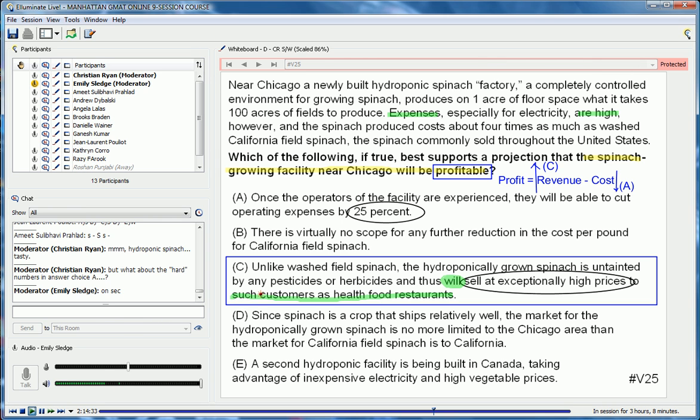Why did you guys say that B was either unrelated or a weakener? Danielle, would you grab the mic and tell us why you thought B was unrelated? Maybe Danielle stepped away for a second. In fact, let me go back to Catherine. You're the one who called B a weakener. How so?